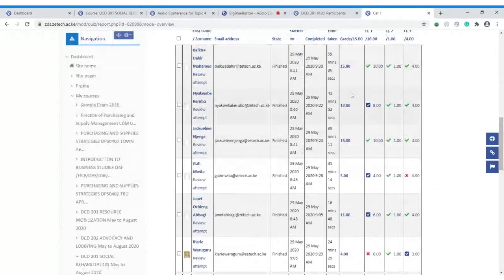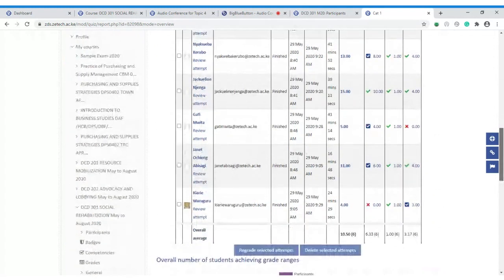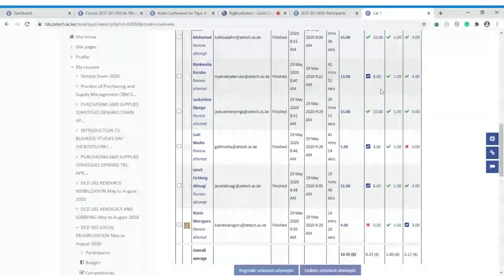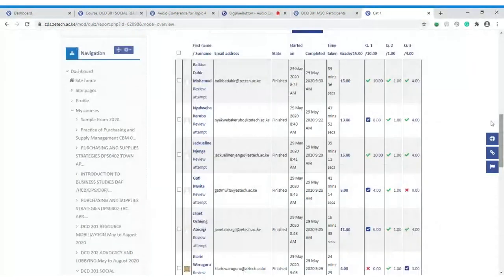This is your cat. These are your marks. At least the majority managed to attempt. Half managed to attempt. Still have half who have not yet done this exercise.